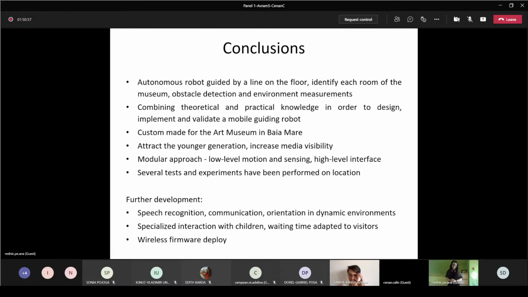And aren't there some stairs involved in that museum, as I can remember? And how are you going to deal with them, if my memory serves?